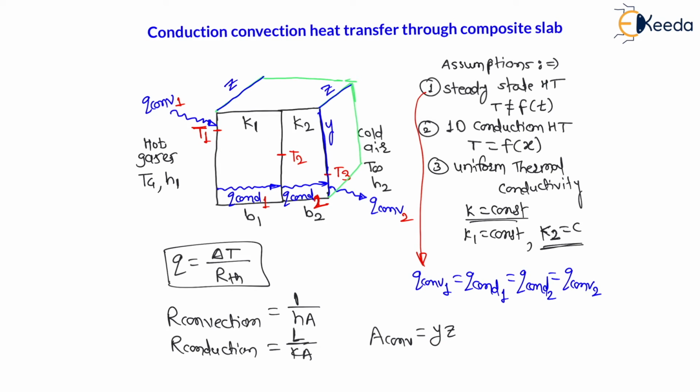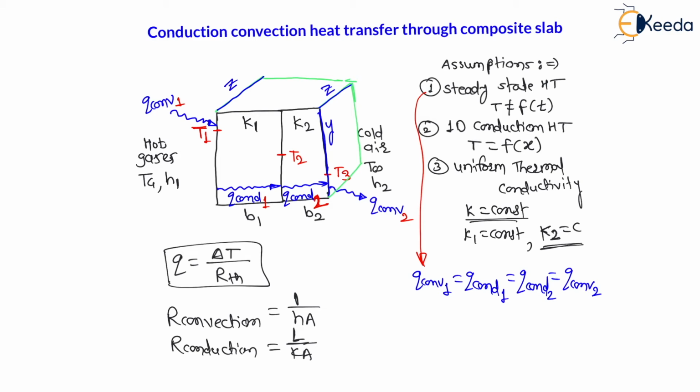Similarly, for the conduction area, the area is perpendicular to heat transfer. Now heat transfer is along the x direction, therefore the perpendicular area in the x direction is y into z only. Therefore the area of conduction is also y into z. That means the area of convection as well as the area of conduction is the same, right? You can see the perpendicular area is z into y. Therefore for this heat transfer the area is the same.